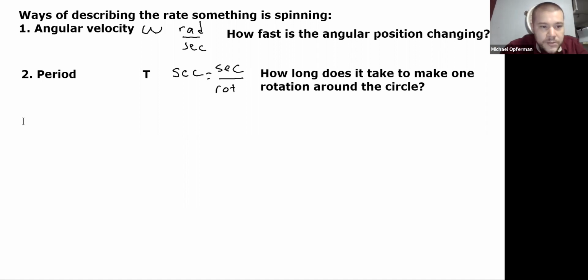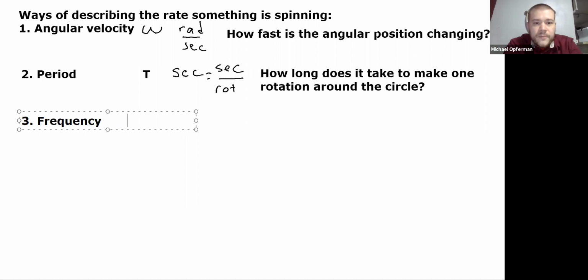There's another one that's extremely common as well. Number 3 is going to be the frequency of the rotation. The frequency, we use F to represent that. And the unit of frequency, so for what frequency, maybe I'll actually start with what frequency tells you.